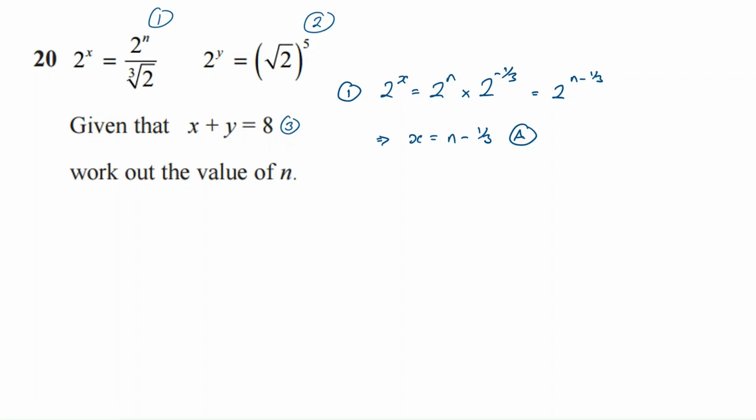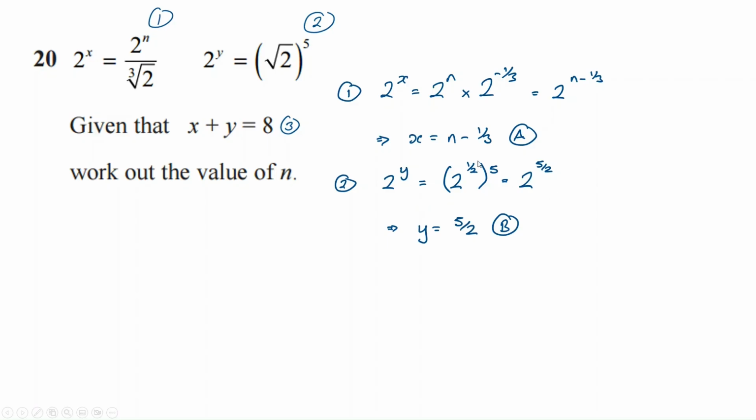Then equation 2. Now, this one's arguably a bit easier, but let's give it a go. So I can see 2 to the power of y equals, and if I just write it down this way, it's slightly easier to understand. So the square root of 2 is the same as 2 to the power of a half, and I'm still doing that to the power of 5. Then the brackets rule tells me that I multiply 5 by a half, which gives me 2 to the power of 5 over 2. Now again, because my base values are the same of 2, my indices must be equal, which means that y is equal to 5 over 2.